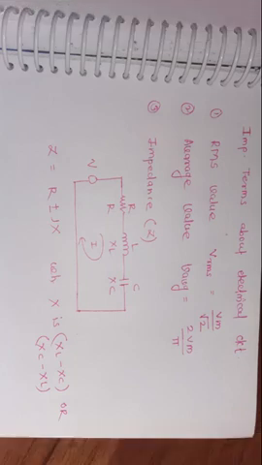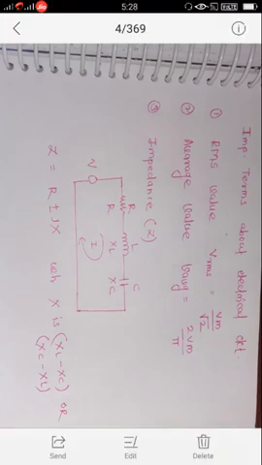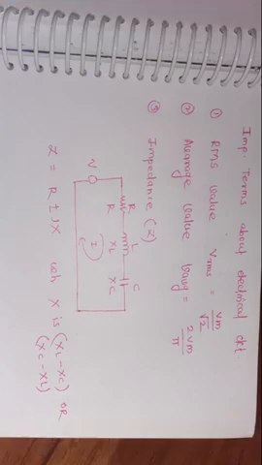Now when to use XL minus XC and when to use XC minus XL? When the value of XL is greater than XC, we use XL minus XC, and when the value of XC is greater than XL, we use XC minus XL. This way we calculate the value of impedance Z is equal to R plus minus jX.